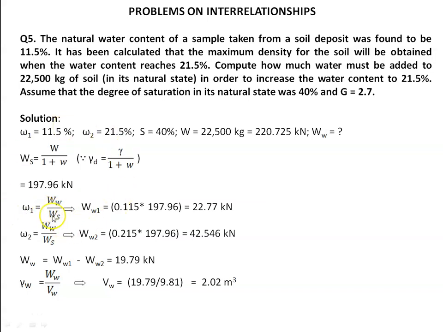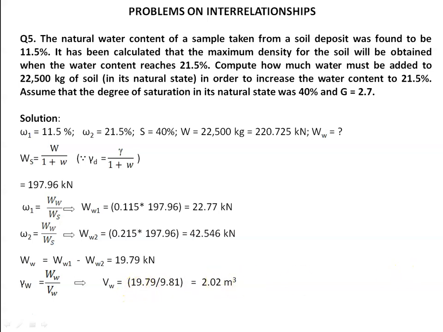So once again we can take the water content equation, which is the ratio of weight of water to weight of solids, so that we can estimate the weight of water corresponding to both the water contents. Then we can find the weight of water required to raise the water content to 21.5% by taking the difference between the weights of water corresponding to both the water contents. Then unit weight of water is equal to weight of water divided by volume of water. Using this equation we can estimate the volume of water. So knowing the weight of water, we can estimate the volume of water using the equation of unit weight of water.